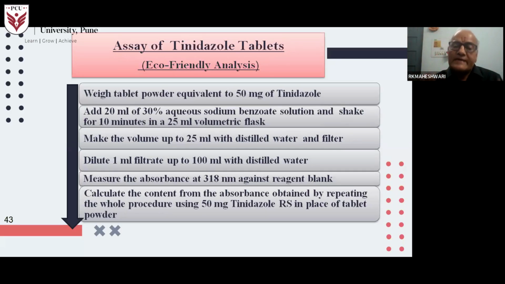Now, an important thing to understand here. What you have employed here is sodium benzoate solution, a hydrotropic solution. Sodium benzoate does not go inside your body. It is economic, as I have told you. So you have replaced methanol, a class 2 organic solvent which is used in the IP BP method, with a hydrotropic solution. Number 2, sodium benzoate does not interfere in UV estimation above 292 nm. In other words, the cutoff point for sodium benzoate is 292 nm. Above this, there is no absorbance of sodium benzoate, so there is no interference at 318 nm.